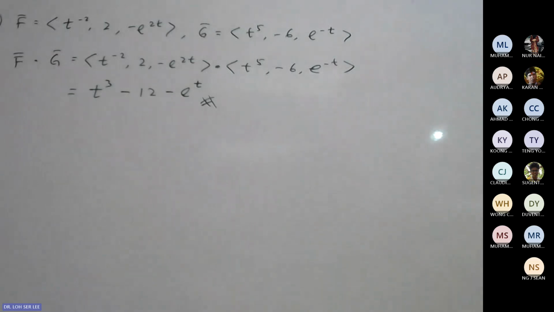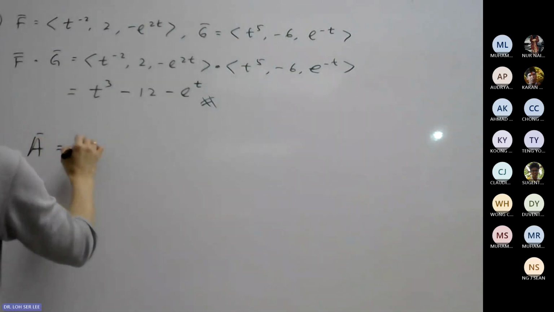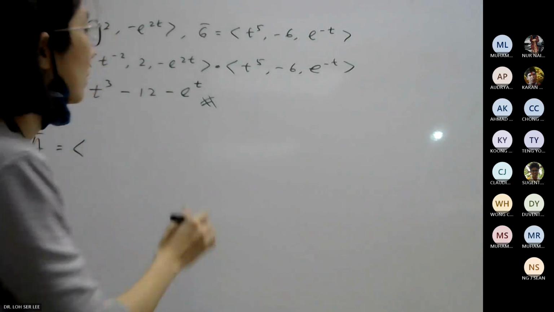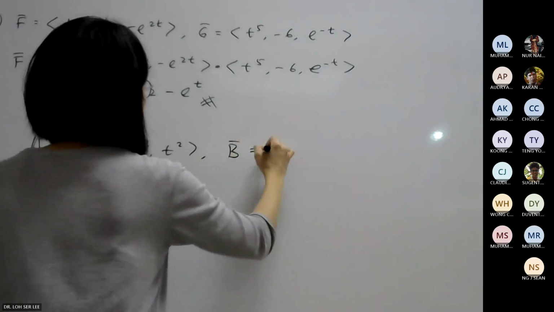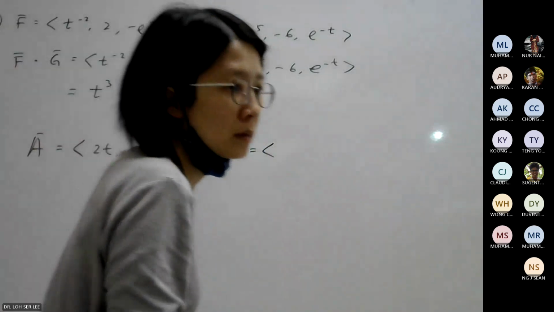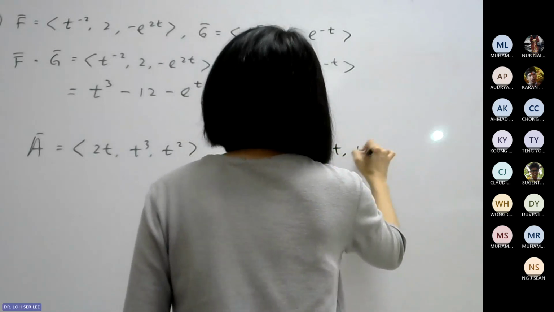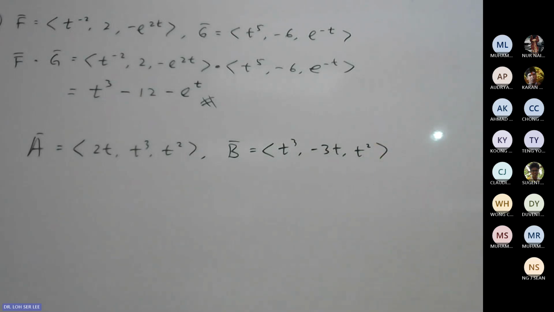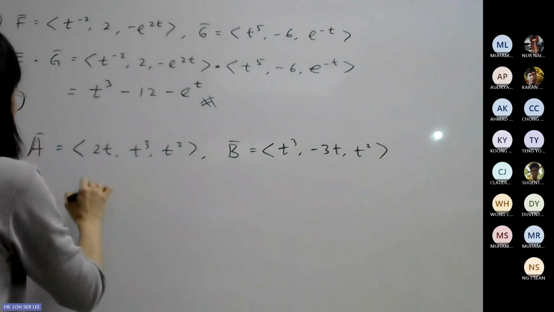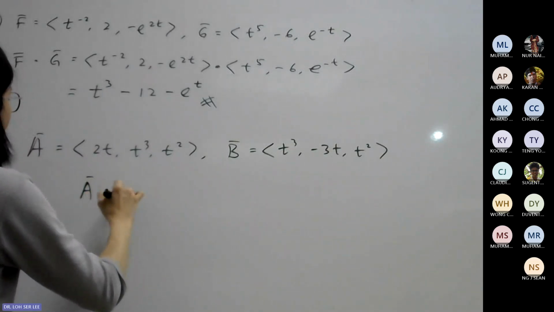Okay, number 2, A and B are orthogonal. A and B are orthogonal, meaning that A dot B is 0.